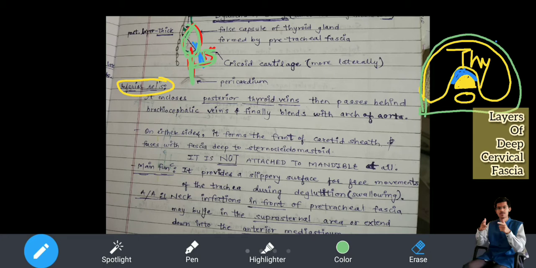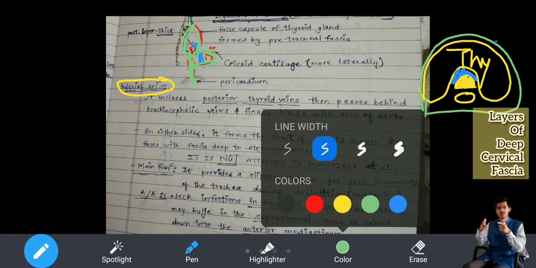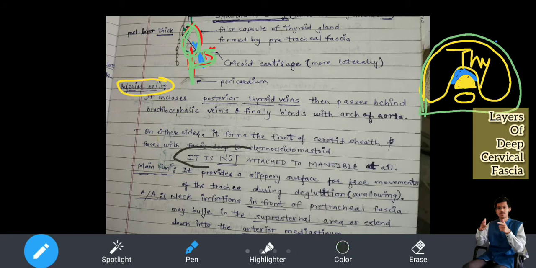I would like to show you one diagram. Just a second. After I discuss about this pretracheal fascia, how it goes and passes behind the brachiocephalic vein and blends into the arch of aorta, so that you will get an orientation. Now we need to understand one fact, that it is not at all attached to the mandible. You need to understand this.